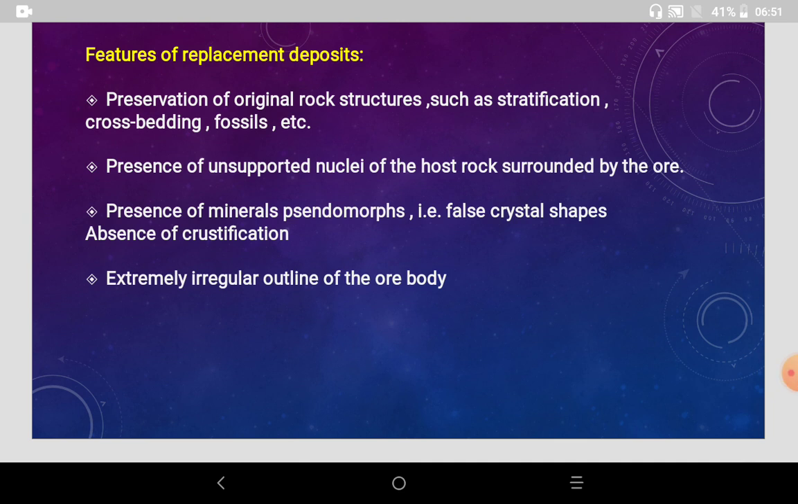In this video, you have learned about replacement deposits and how they are formed, the different types of replacement deposits and their structures, their formation environment, and the common mineral examples of such deposits.